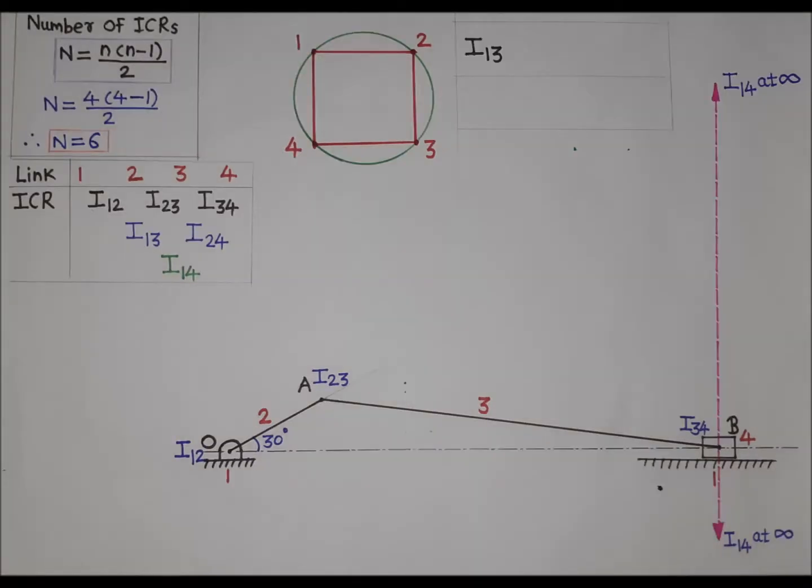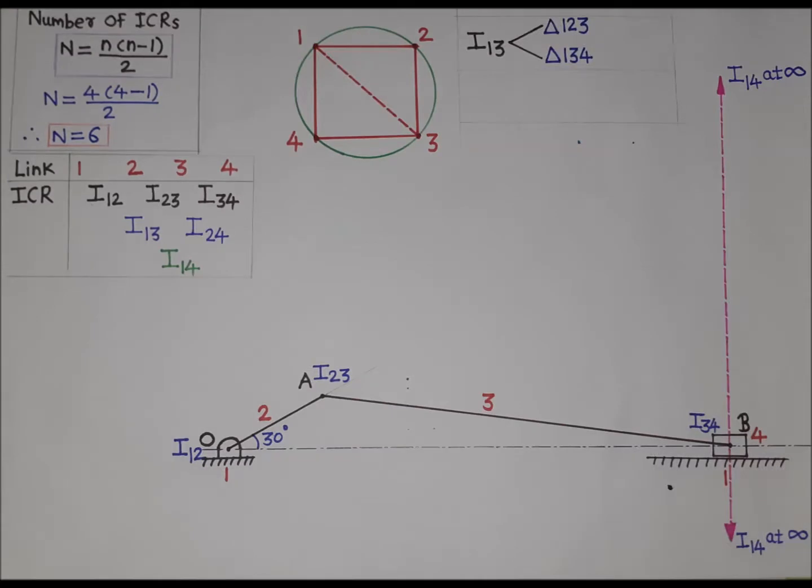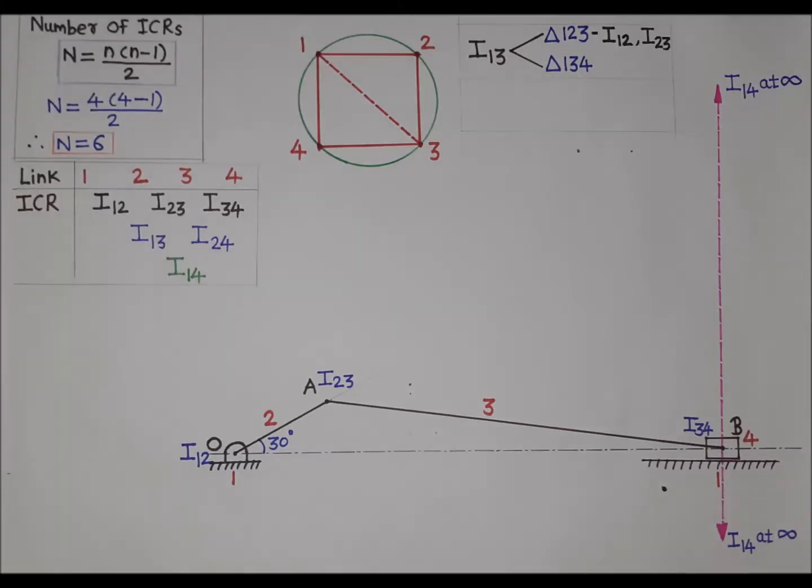Now, to locate I13 in circle diagram, find two triangles with 1, 3 as a common side. In circle diagram, two triangles with 1, 3 as a common side are triangle 1, 2, 3 and triangle 1, 3, 4. Now we will focus on triangle 1, 2, 3. In triangle 1, 2, 3, link 1, link 2 and link 3 is involved. For these 3 links, possible ICRs or possible combination of two bodies or links will be 3. That is I12, I23 and I13. Out of these 3 ICRs, I13 is already written. Hence, we will write remaining 2 ICRs, that is I12 and I23.